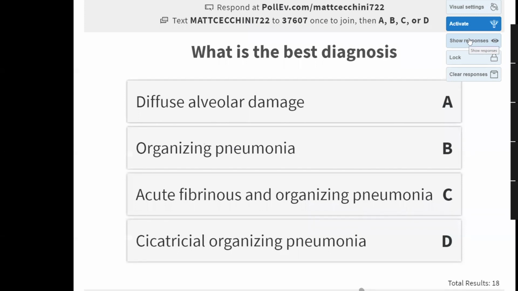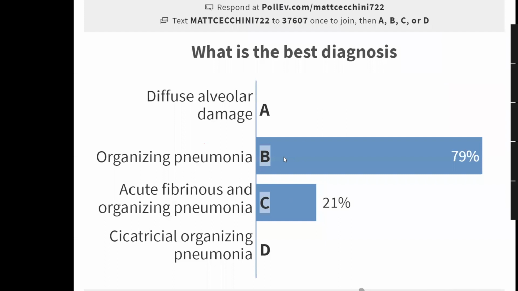Great work with Poll Everywhere. We're getting results quite quickly. Great. So yeah, I agree. Great work. So this is in fact a case of an organizing pneumonia.